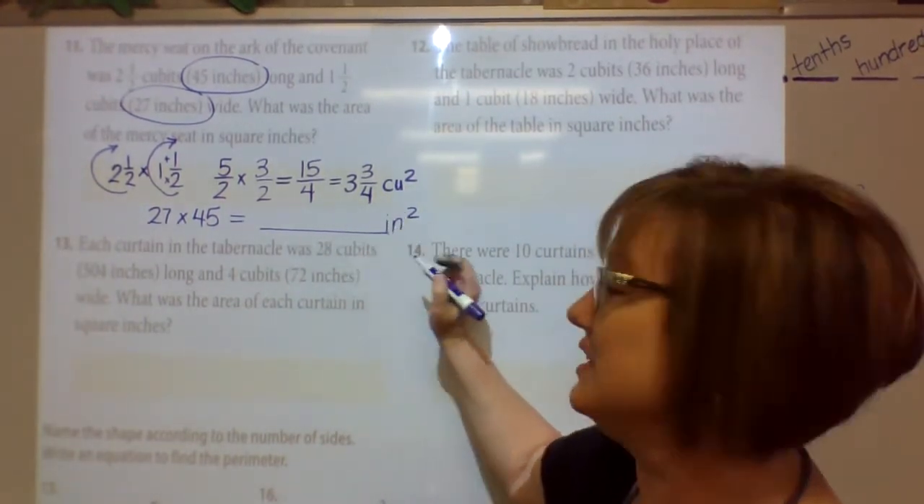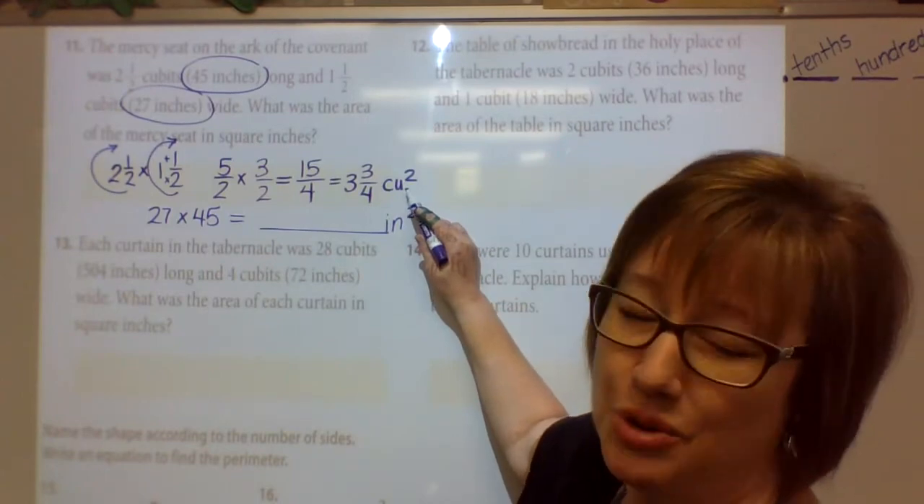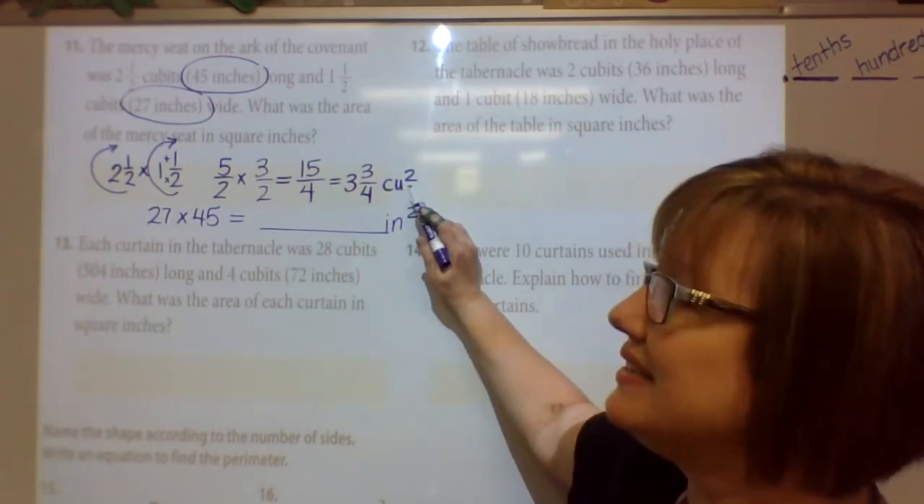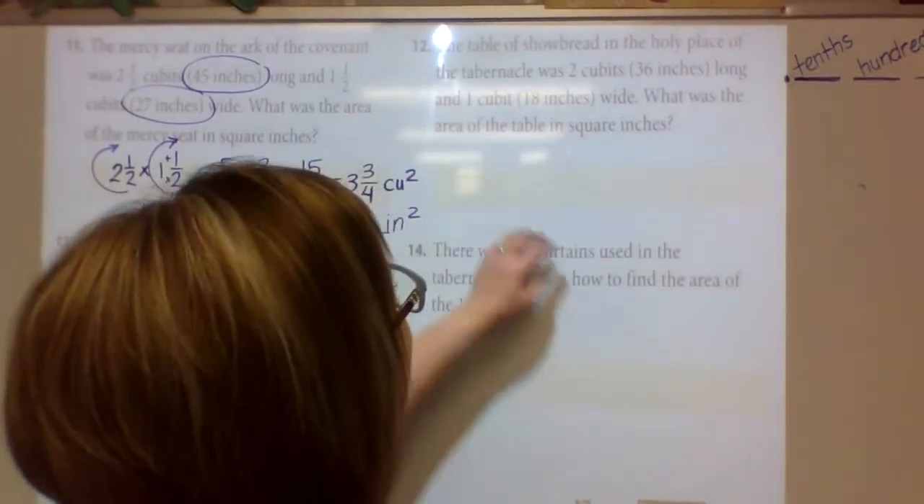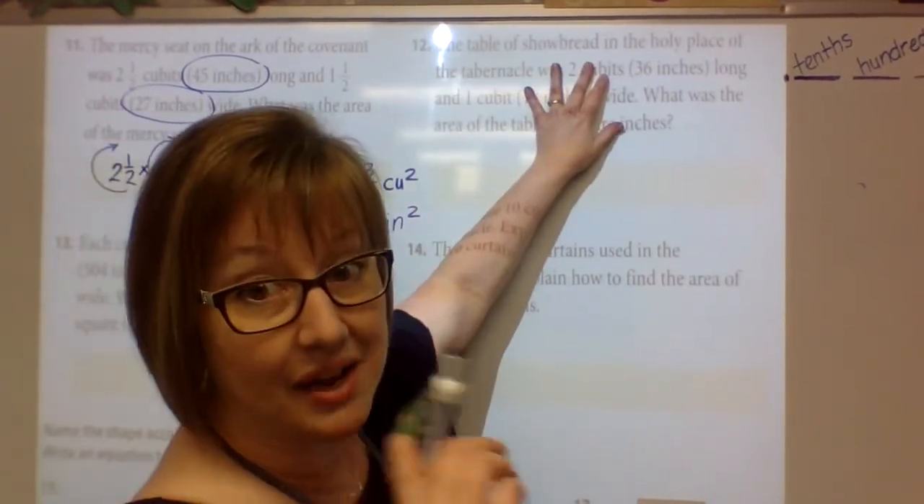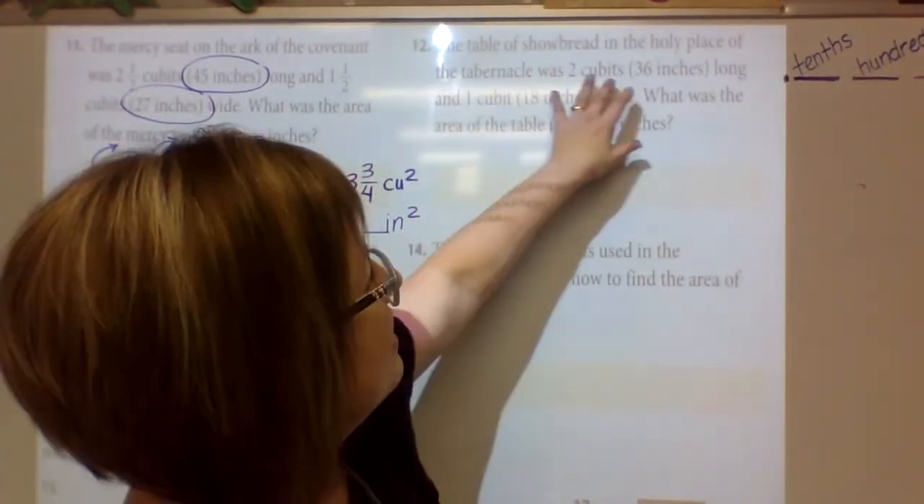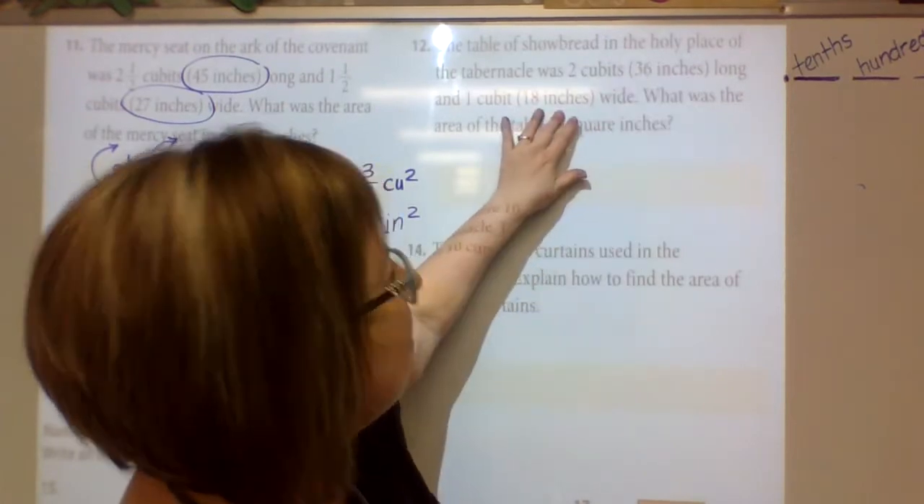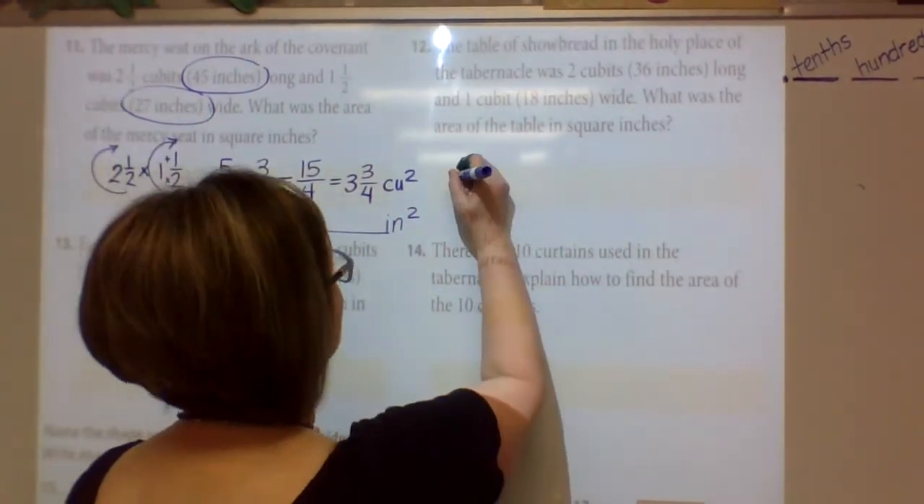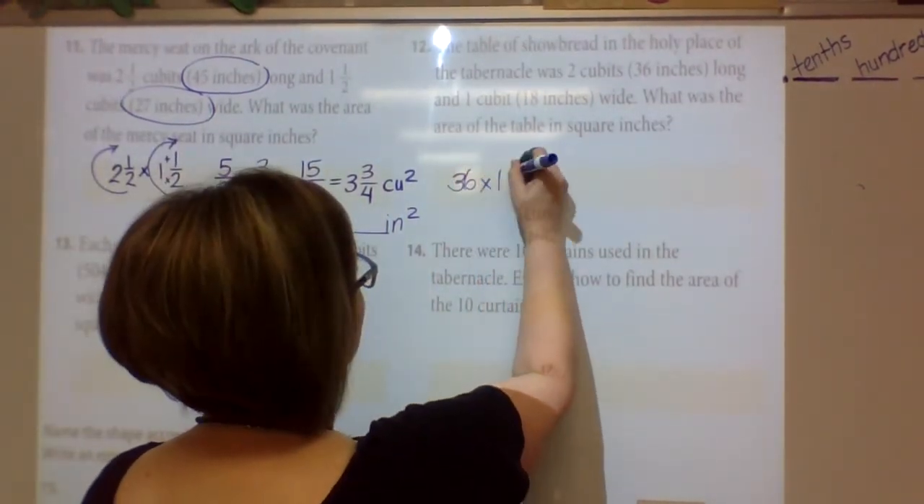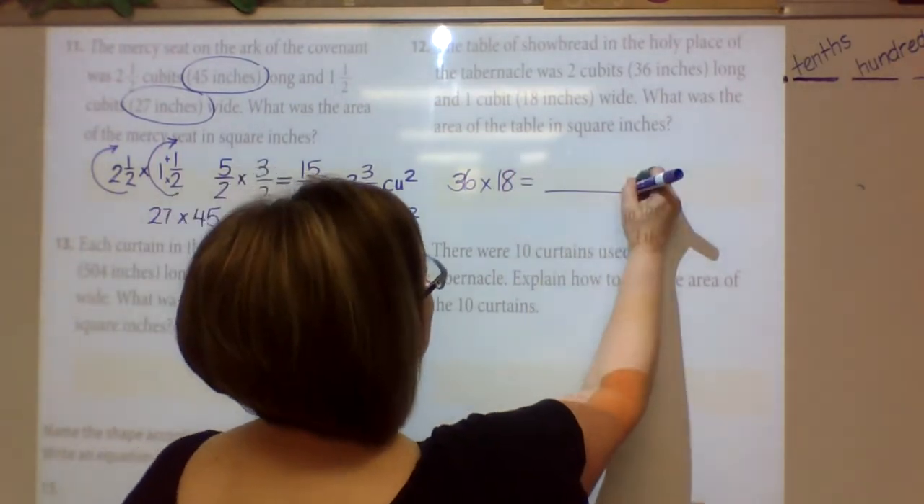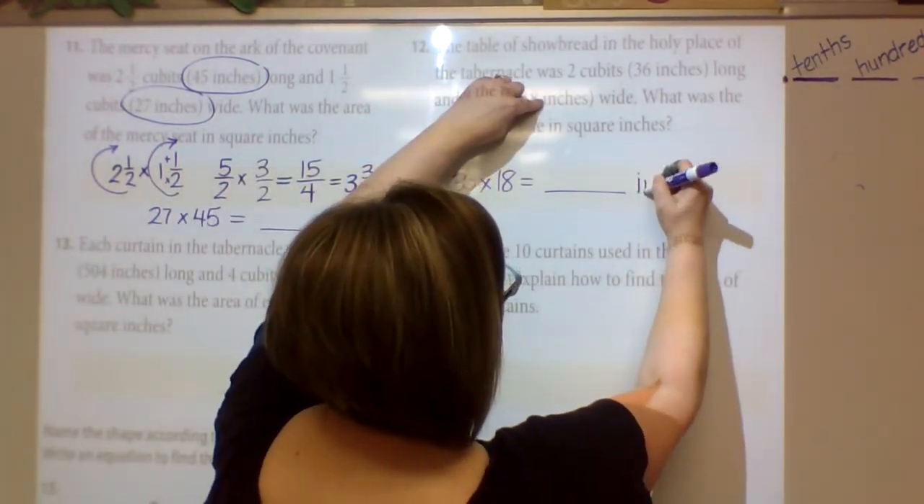It's not 3 3/4 inches. It's 3 3/4 cubits, but we don't know what that means. That's different. It's supposed to be inches. Okay, the table of showbread. This time we'll do it right. I'm sorry about that. 36 inches by 18 inches. Okay, so we're going to write 36 times 18 equals so many square inches.